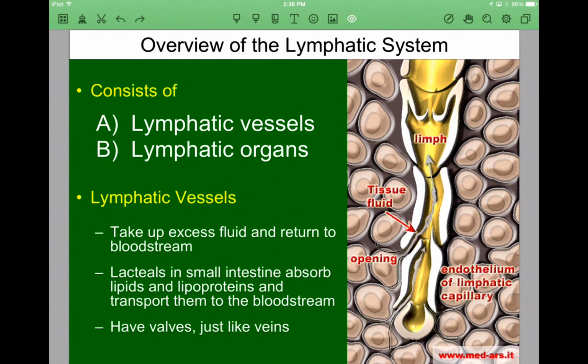And this is a good visualization. It's interesting. It's spelling lymph, L-I-M-P-H. I've always spelled it L-Y-M-P-H. But there's all the tissues there, and they're returning all the fluid.